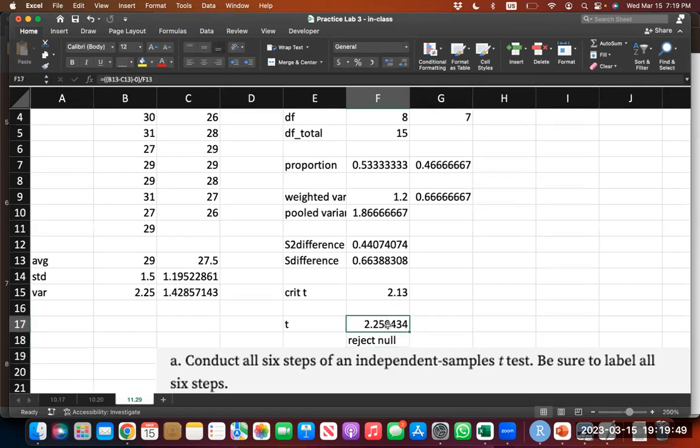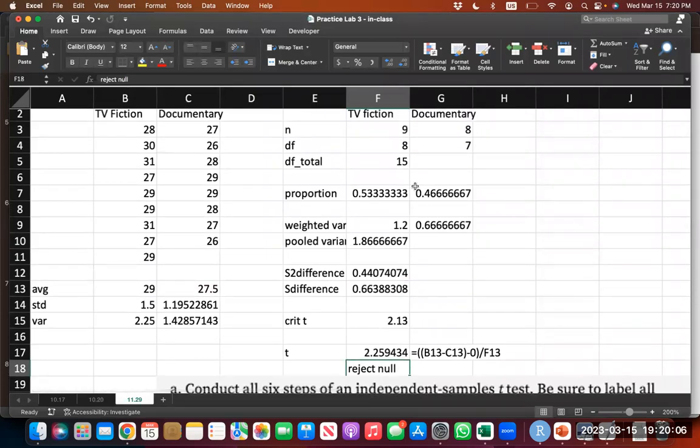Let me put this formula to the side. So again, you're calculating your degrees of freedom for each of those groups. Let's go a little up. So the catch I was talking about is that you need to calculate degrees of freedom for each of your groups, for each of your samples. So 9 becomes 8, 8 becomes 7. The total degrees of freedom is 15. You then calculate the contribution of each sample to the total degrees of freedom. So you calculate the proportions, 0.53 to 0.46.